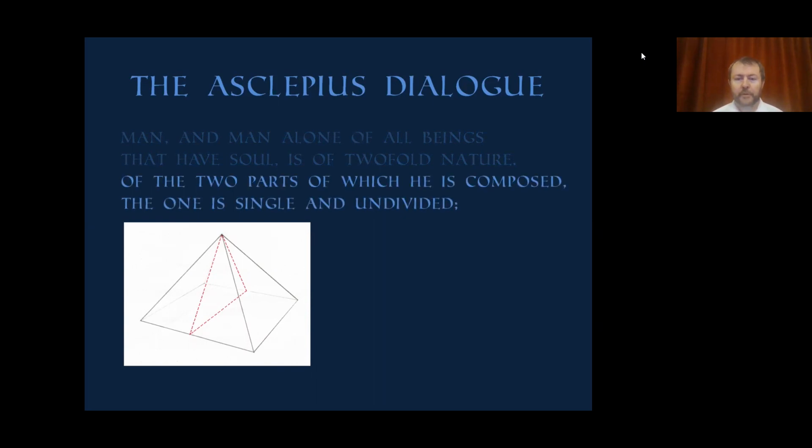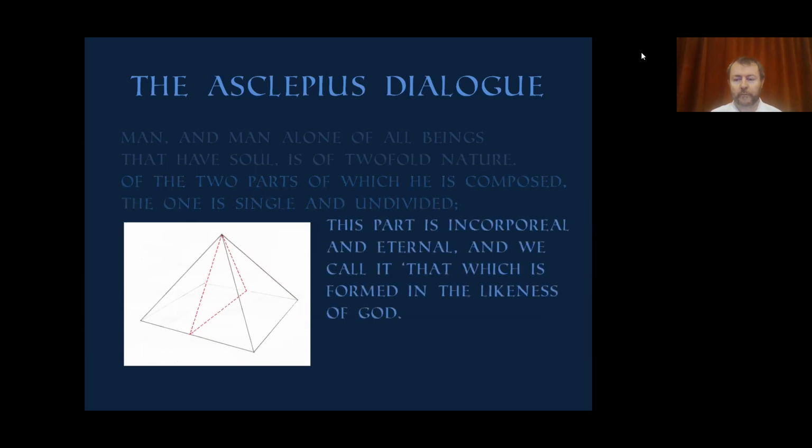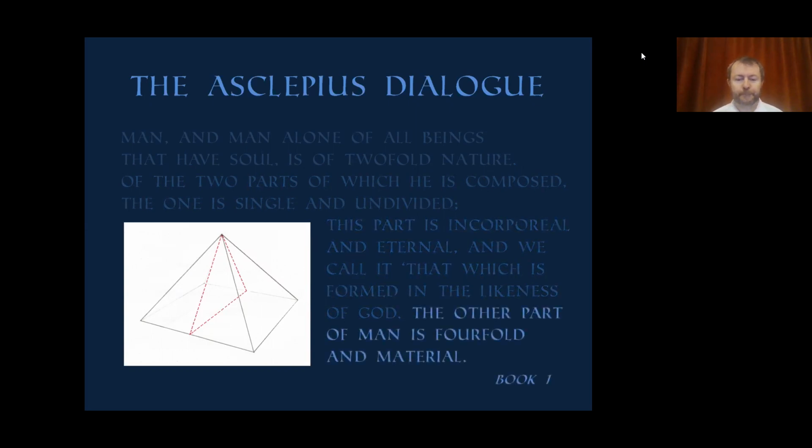Of the two parts of which he is composed, the one is single and undivided. This part is incorporeal and eternal, and we call it that which is formed in the likeness of God. The other part of man is fourfold and material.